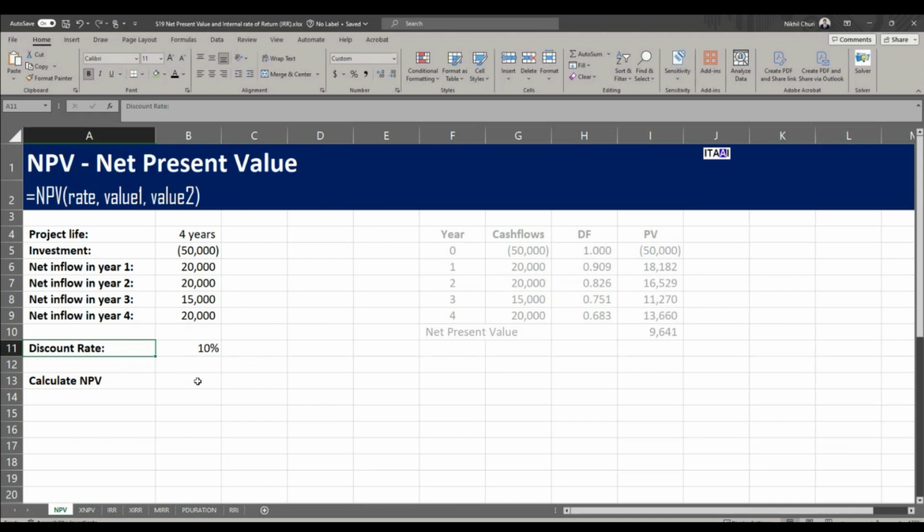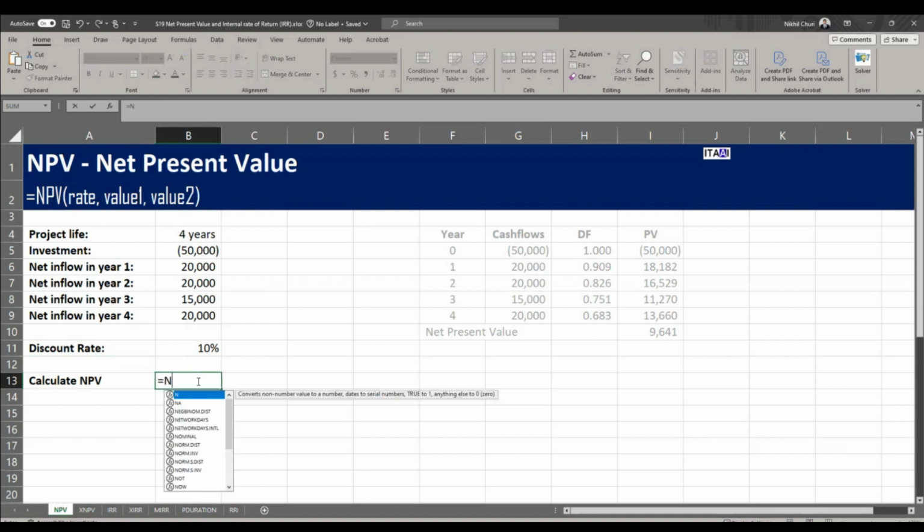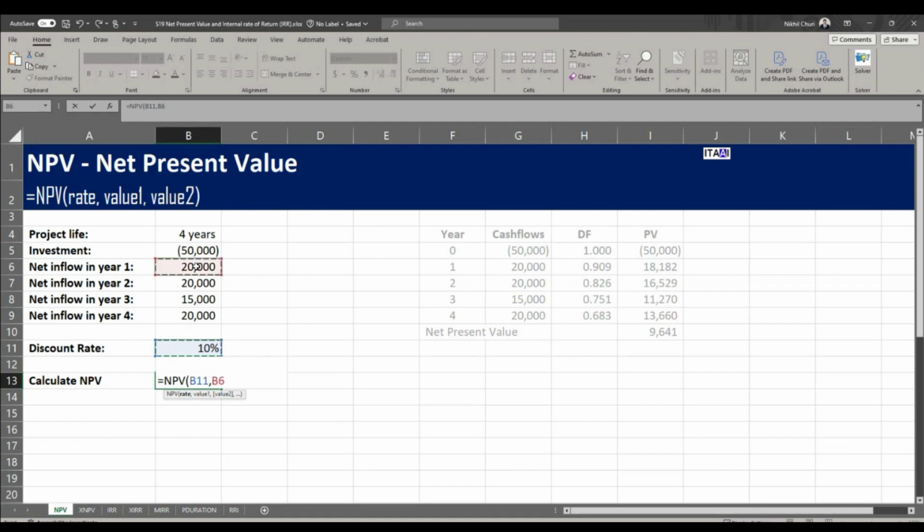So let me get started over here. So 1, 2, 3, go. Equals NPV, tab, initiating the formula. First one is the rate. I'm selecting that. Then I press control and select value one, value two. So instead of selecting individually, I'm going to select all of these together. And then I'm going to close the bracket and I'm going to add the investment as well.